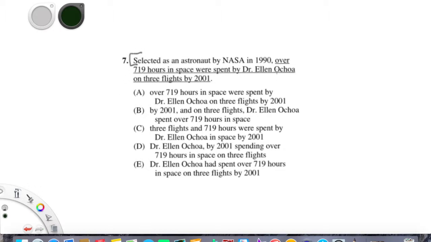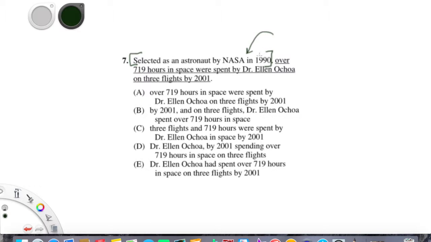This phrase at the beginning is a modifying phrase. That's why this mistake that we're going to find is a misplaced modifier. This is a modifying phrase, an inessential clause, because it's not absolutely essential for the meaning of the sentence. In fact, we could just get rid of it and read, over 719 hours in space were spent by Dr. Ellen Ochoa on 3 flights by 2001. Okay, so that sentence would make sense without this extra information. This extra information modifies, but is not entirely essential for the meaning of the sentence.